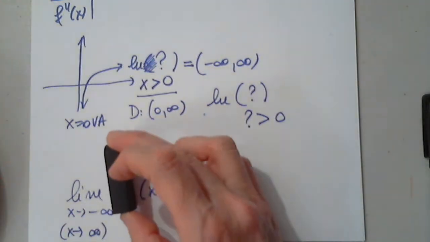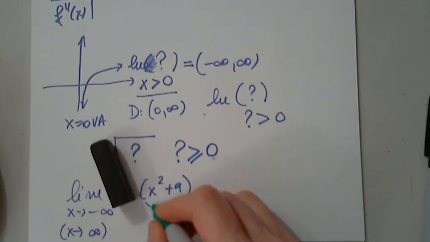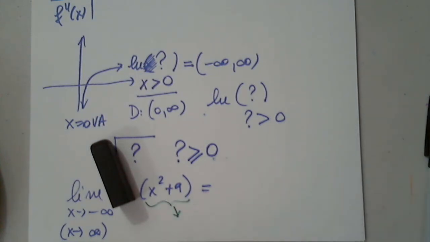So first, please plug in negative infinity in here and tell me where this is going. We always start from the inside. Where is this going?